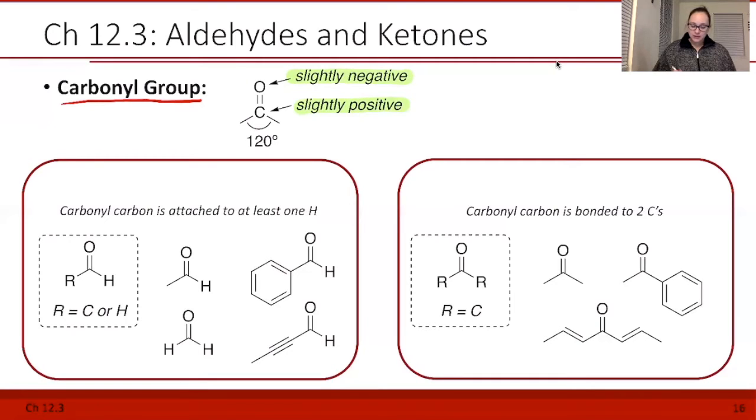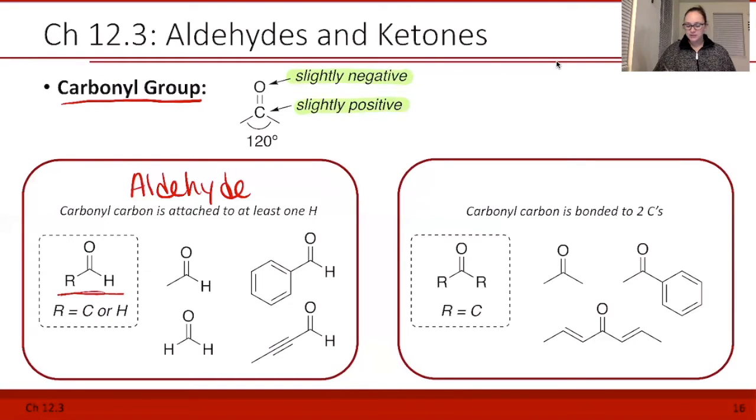So the functional group where a carbonyl carbon is attached to at least one hydrogen is called an aldehyde. Generally, it looks like this, where we have the carbonyl carbon and a hydrogen on one side, and then we have R on the other side. That could be a hydrogen, or it could be a carbon chain, whatever have you. And some examples of aldehydes are shown here.